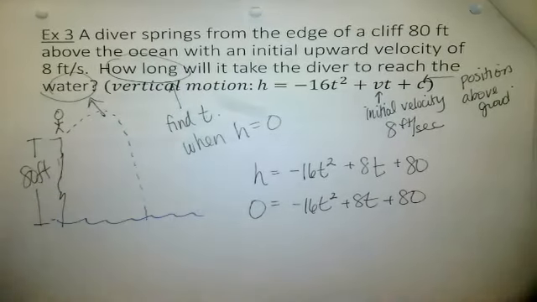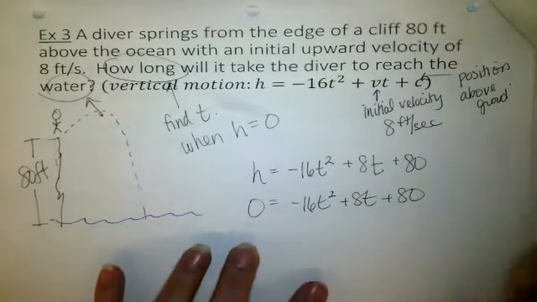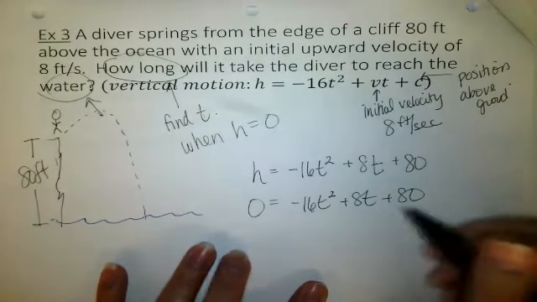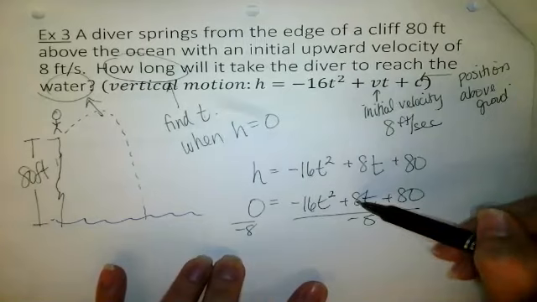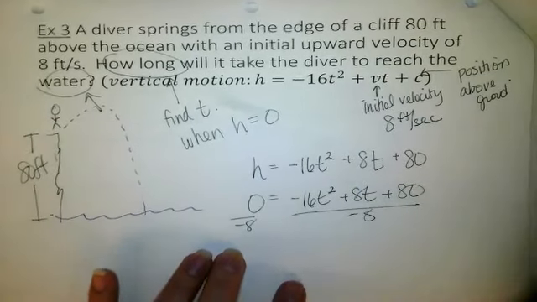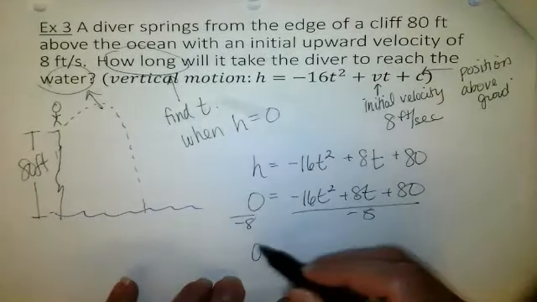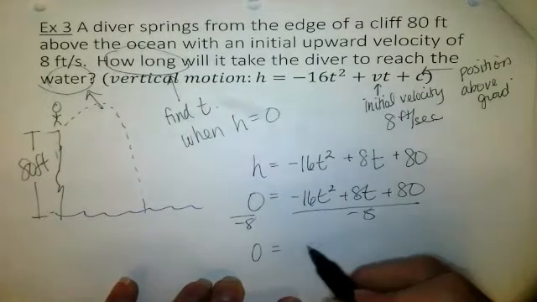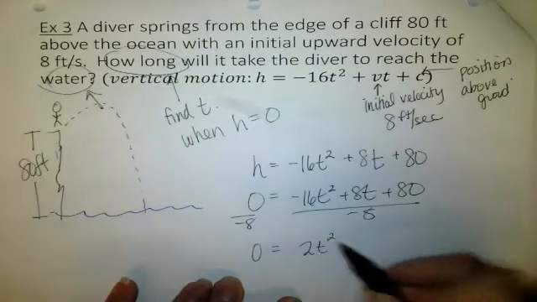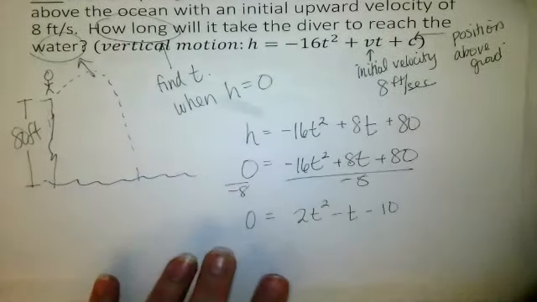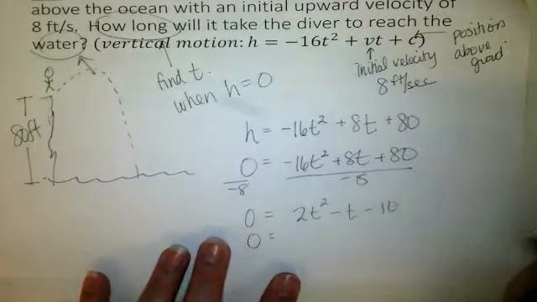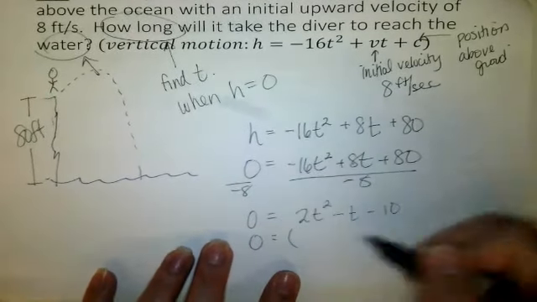What do you want to do? I want to make the numbers smaller. What can we do? Divide by 8. Can I divide by negative 8? I can't do 16 out of 8. All right, so I'm going to divide by negative 8. Minus t minus 10. Does this factor? Yes, it does.